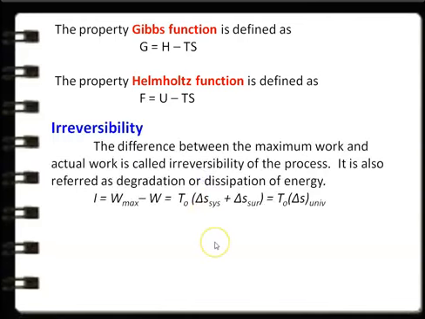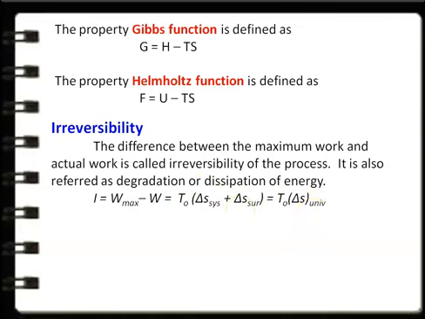And we define the irreversibility. The difference between the maximum work and the actual work is called the irreversibility of the process. So actual work is what is available, and the maximum work is what is possible. The possible work is the maximum work when the system gets in equilibrium with the surrounding, and the actual work is the real work produced by the system, that engine or the device. It is also referred to as degradation and dissipation of energy.